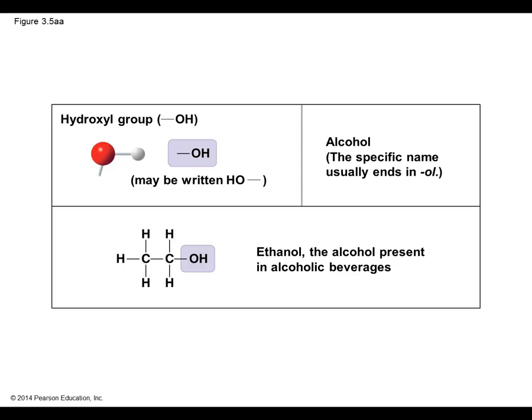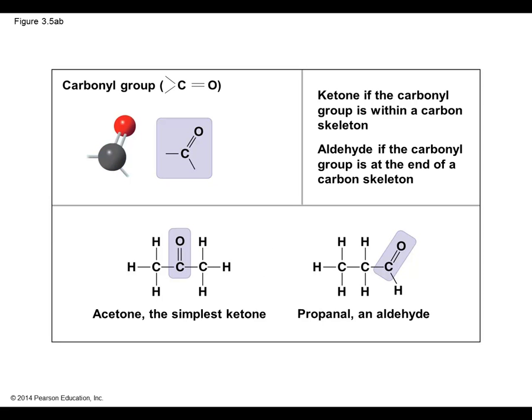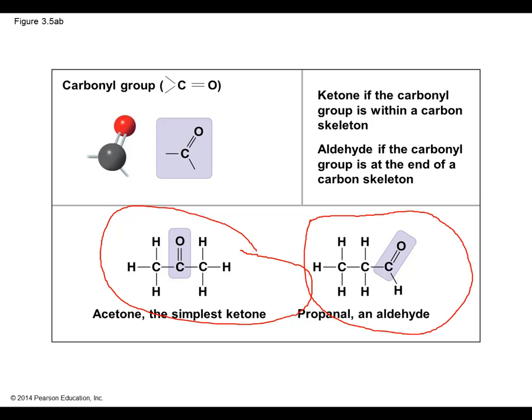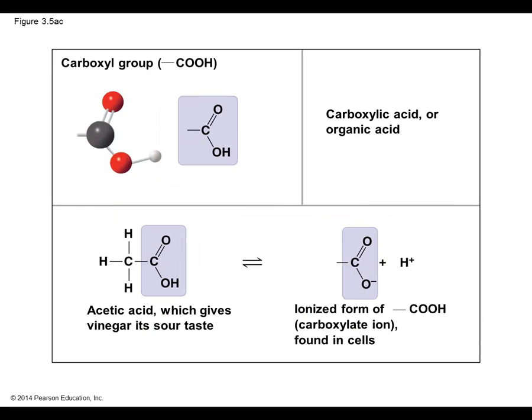The hydroxyl group, OH, is present in alcohols like ethanol. The carbonyl carbon can either be in a ketone, such as acetone, or in aldehydes, such as propanal. Carboxyl groups are acidic. So here's acetic acid. It's acidic because it can dissociate its hydrogen ion.